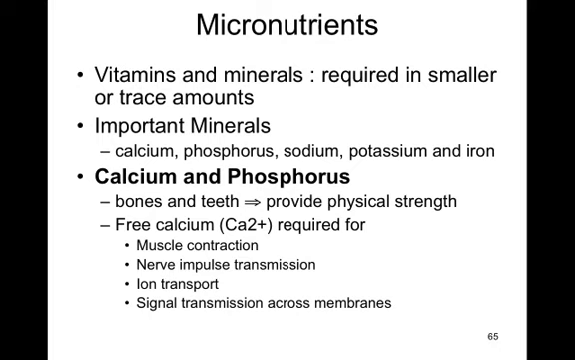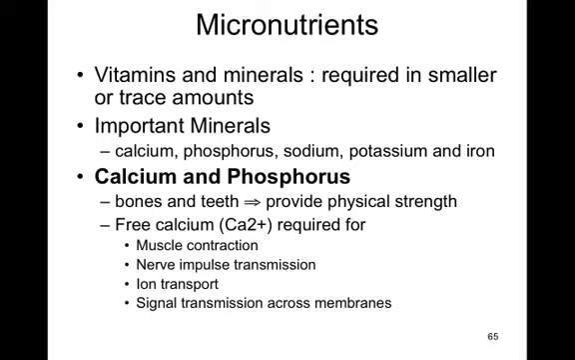And then we have some micronutrients. Micronutrients in the form of vitamins and minerals are required in trace amounts, very little amounts. Some of the important minerals are calcium, phosphorus, sodium, potassium, and iron. I won't be talking about vitamins right now because we'll be talking about vitamins at a later time point. We have an entire lecture that will be dedicated to vitamins. So some of the important minerals are the ones listed here.